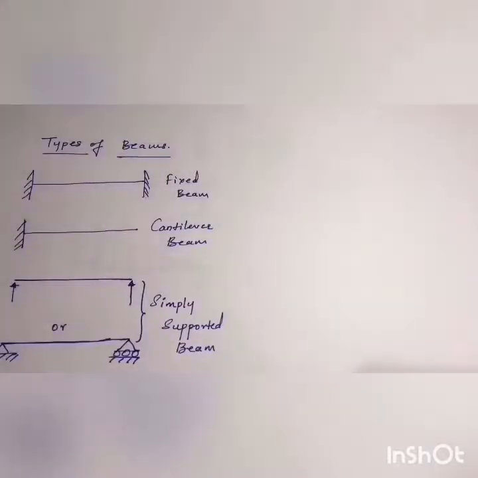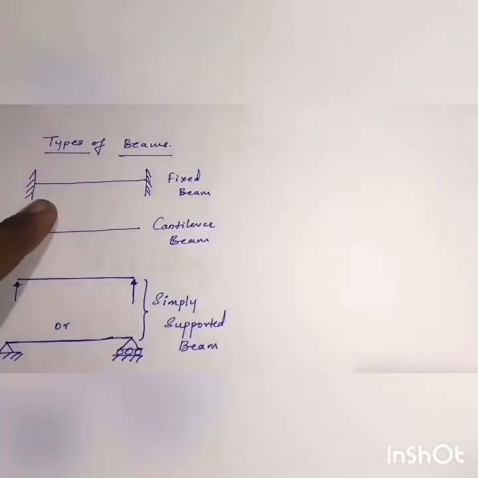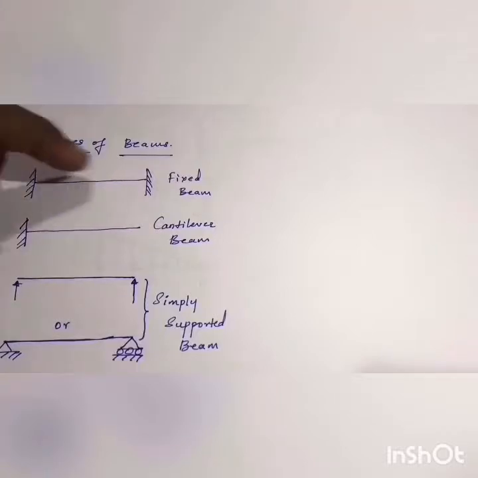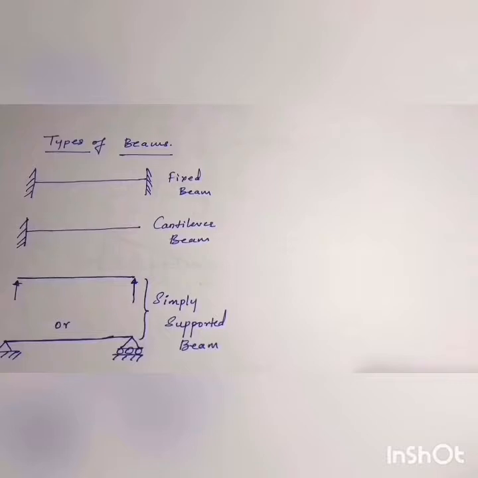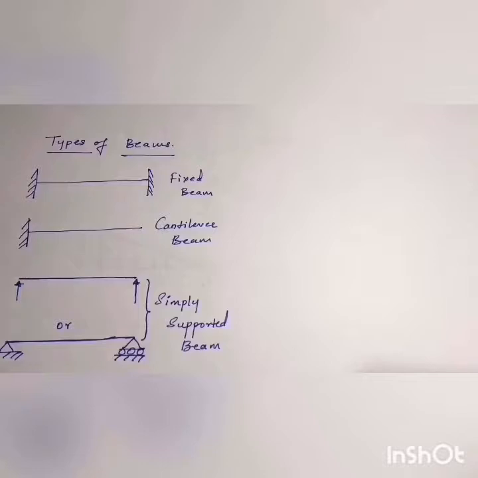Now, let us discuss the various types of beams that we come across in this subject. The first beam is a fixed beam, which you are seeing here. This is a beam which is fixed on both its ends. Let's come to the second type of beam, which is called a cantilever beam. A cantilever beam is one which is fixed at one end but free at the other end.